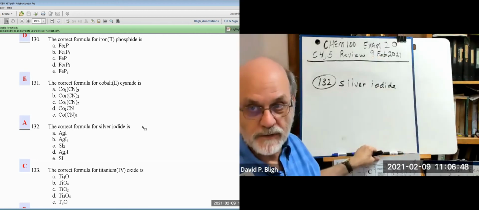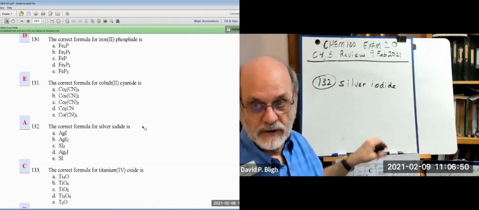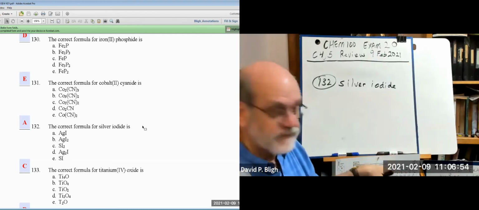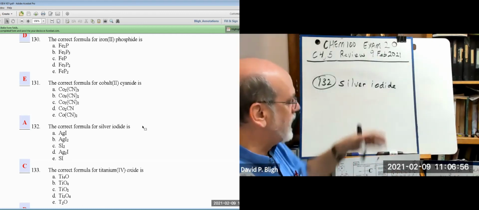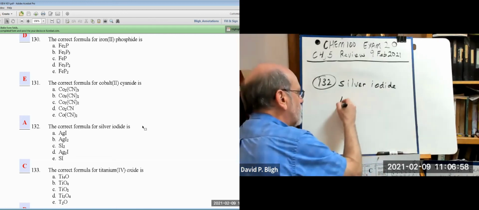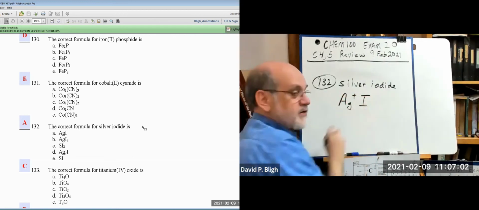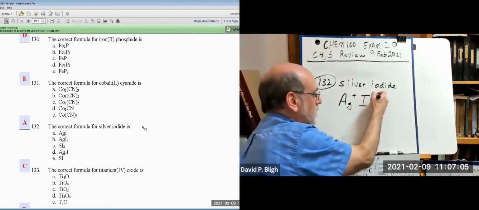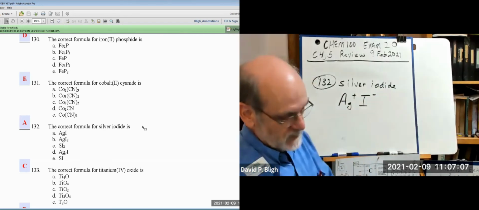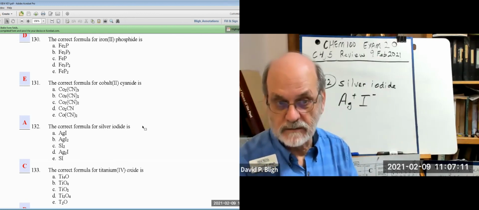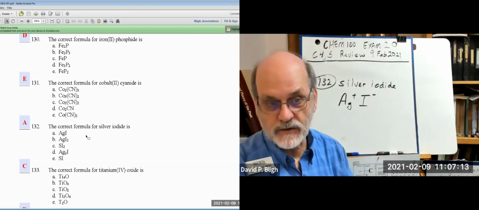You don't have to say what the charge is. But you do need to know what the charge is. So you may have to look at your periodic table to find the charge. Silver iodide then would have silver with a +1 charge, and iodine, which is a halogen, with a -1 charge. So AgI is the formula. A is the answer.